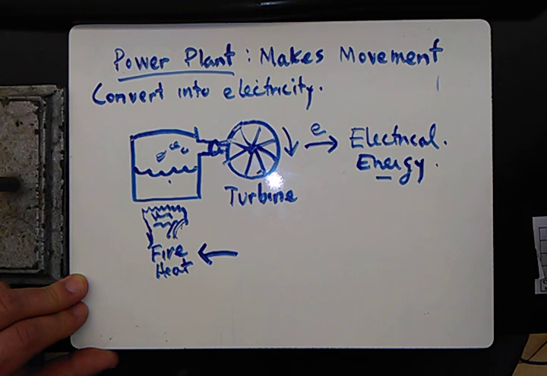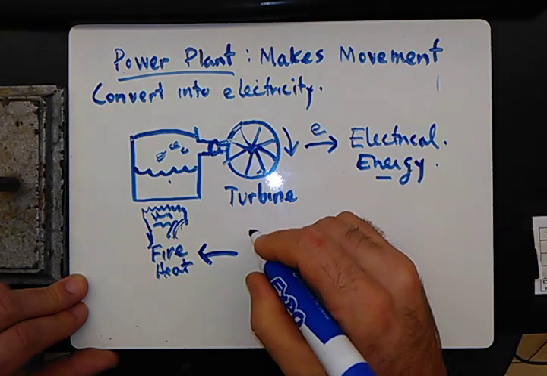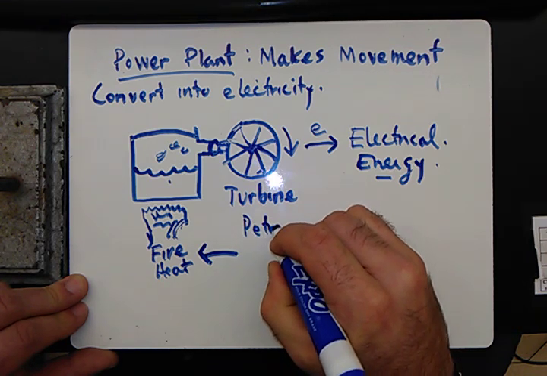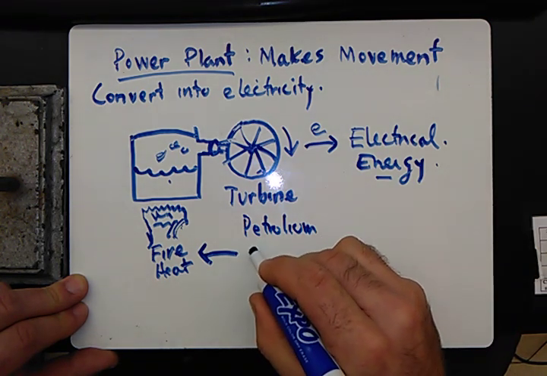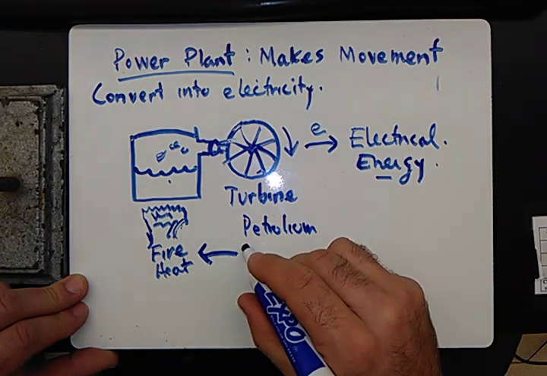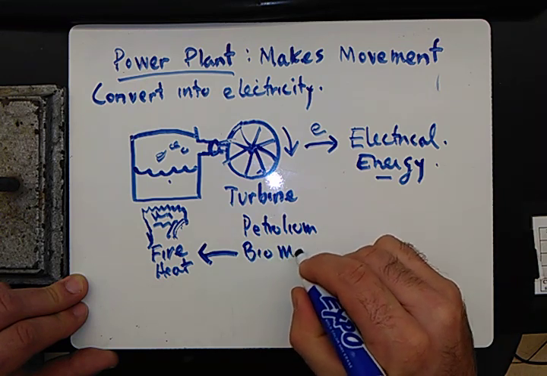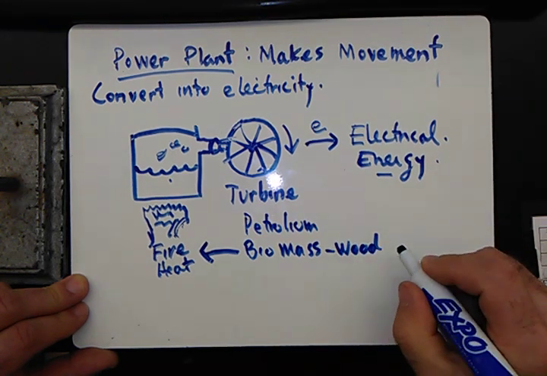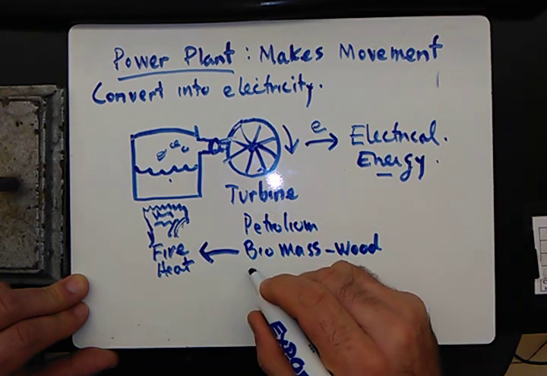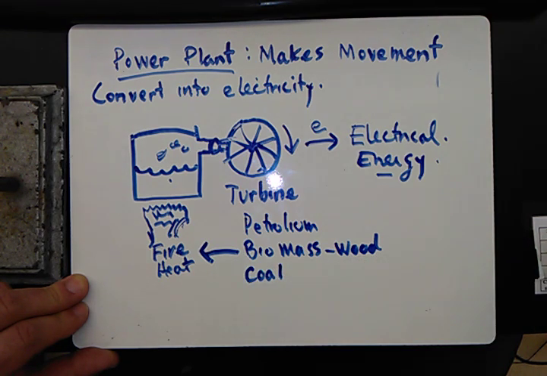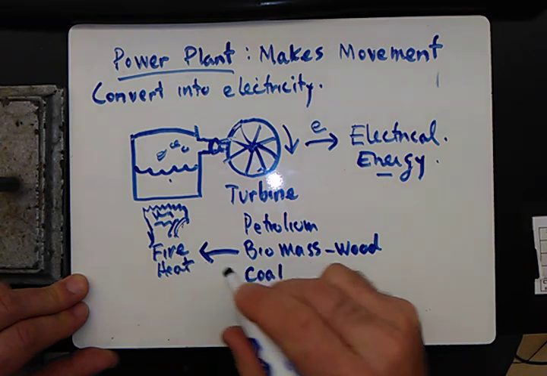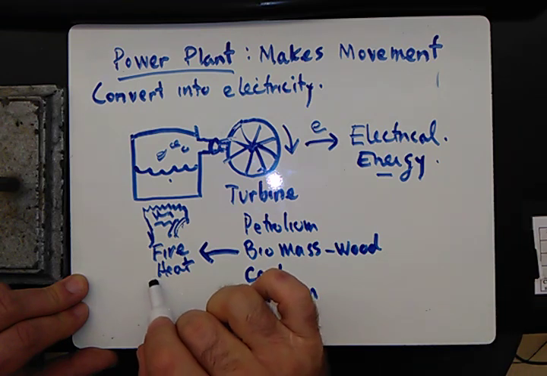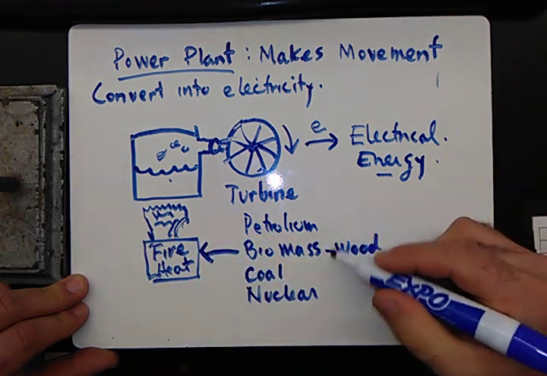Now the fire, the heat, can be generated a few different ways. We can burn petroleum. We can also burn biomass, wood. We can also burn coal, and we can also heat that up with nuclear reactors. So we can get the heat a lot of different ways.